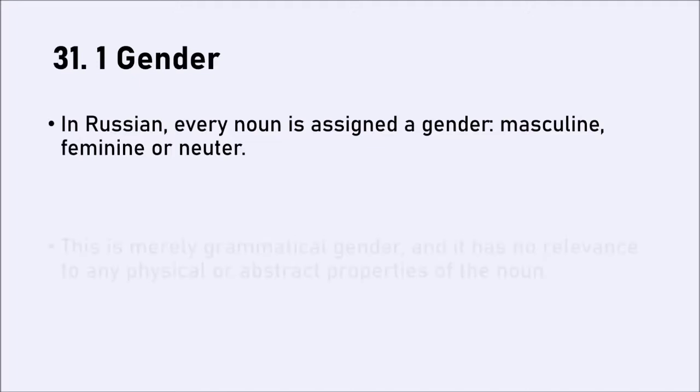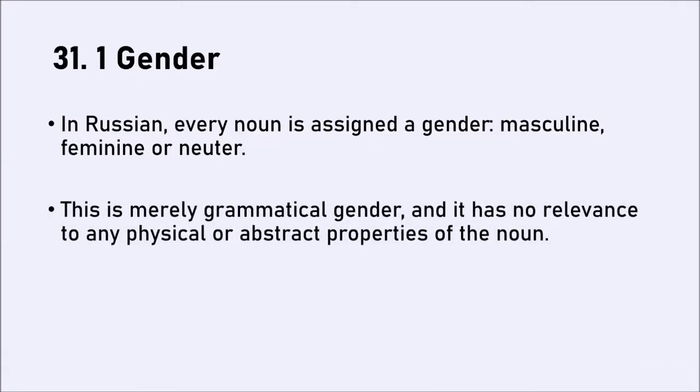So yes, this is grammatical gender, and that's it, nothing else. It has no relevance at all to any of the physical or even abstract properties of the object of the noun that we're referring to. So when we say that the noun table has a masculine gender in Russian, we do not mean that the table is demonstrating some kind of masculine properties.